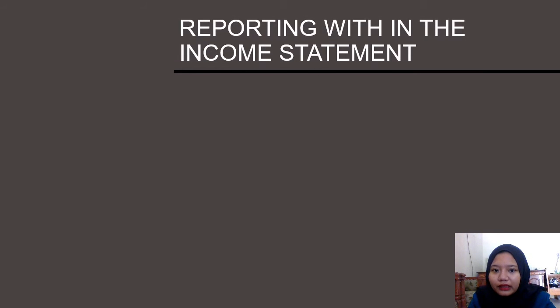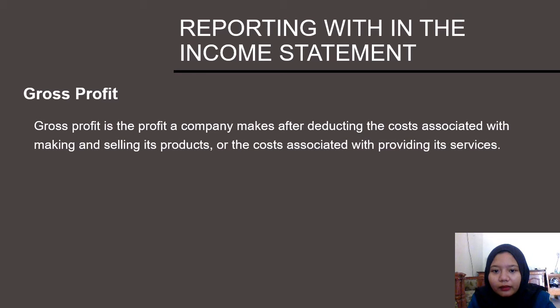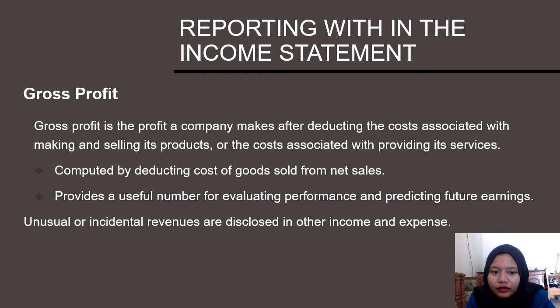Here I will give a brief report on the income statement. Gross profit is the profit a company makes after deducting the costs associated with making and selling a product, or the costs associated with providing a service. Gross profit is computed by deducting cost of goods sold from net sales, providing a useful number for evaluating performance and predicting future earnings. Unusual or infrequent revenues are disclosed in other income and expenses.